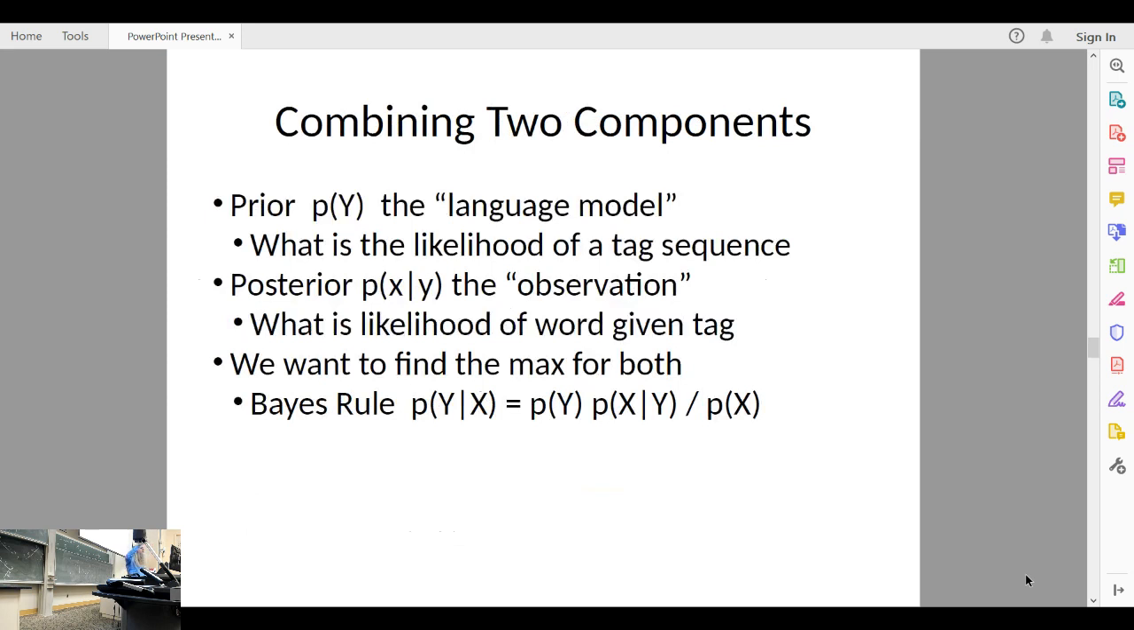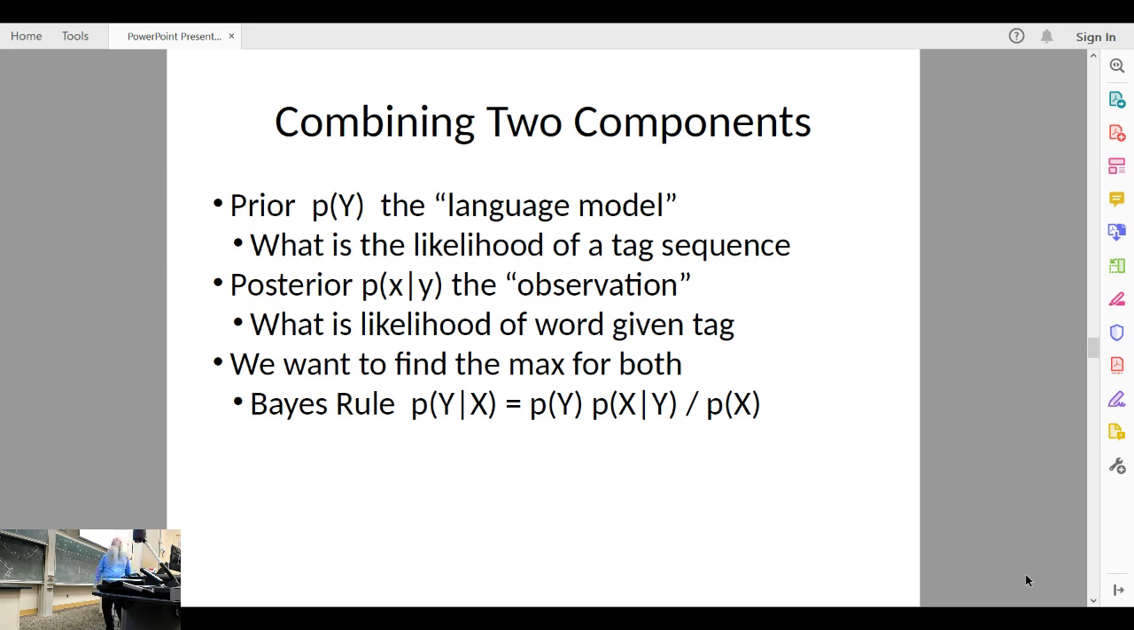Importantly, there are two components of what we're doing here. We have what we call the language model. We've talked about language models. Think about them as n-grams. They don't have to be, but they often are. And for this particular problem, the language model is not the word sequences, but the part of speech sequences. Okay? And so what's the likelihood of a particular part of speech sequence to a particular point?